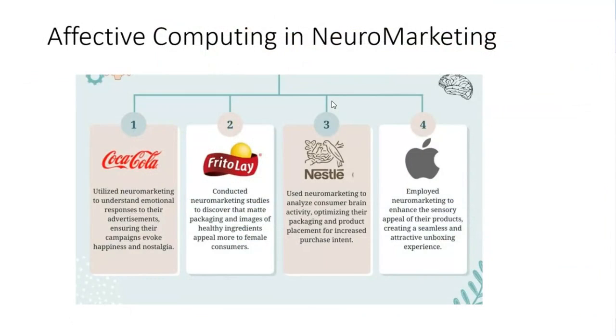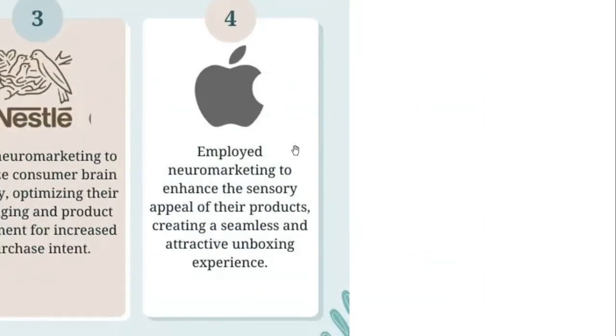Yeah, good use cases, or good cases that have happened, are companies like Coca-Cola, Frito-Lay, that is Lay's chips, Nestle, and then Apple. They've all used neuromarketing. Apple is a good example, the product unboxing especially. Apple used neuromarketing to enhance the sensory appeal of their products by creating a seamless, attractive unboxing experience. So when you buy an Apple device, the whole unboxing experience is a really cool thing for a lot of people.